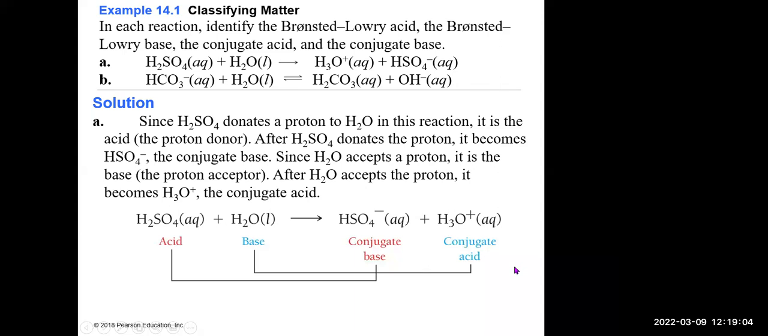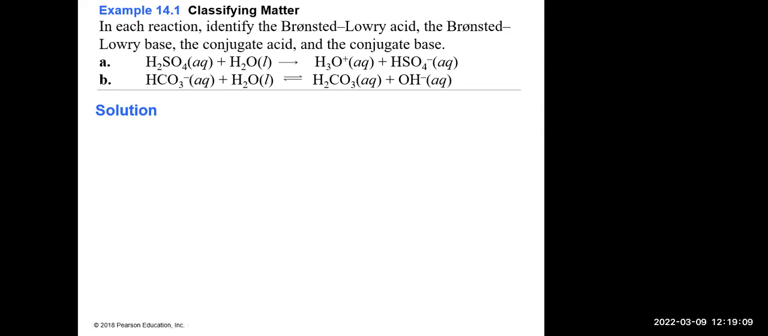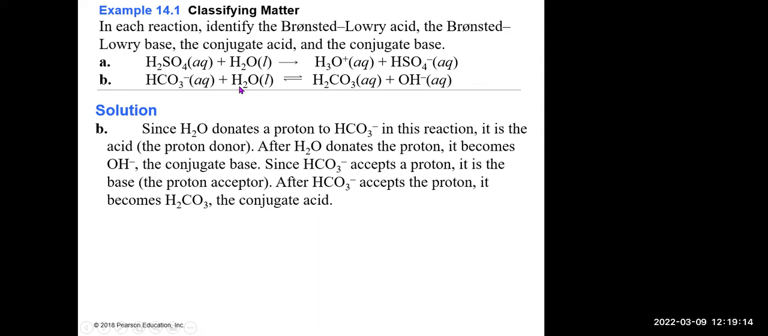The second part of the question is, we have HCO3 negative and H2O producing H2CO3 and OH negative. On the left side, we have H2O. Since H2O donates a proton to HCO3 one negative, going from left to right, it is the acid, the proton donor. After H2O donates the proton, it becomes hydroxide, the conjugate base. And since HCO3 negative accepts the proton, it is the base, the proton acceptor. After HCO3 one negative accepts the proton, it becomes H2CO3, the conjugate acid.